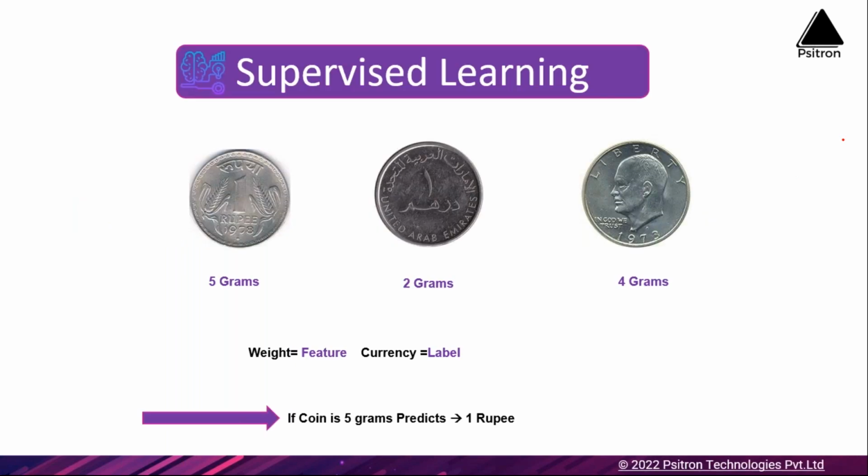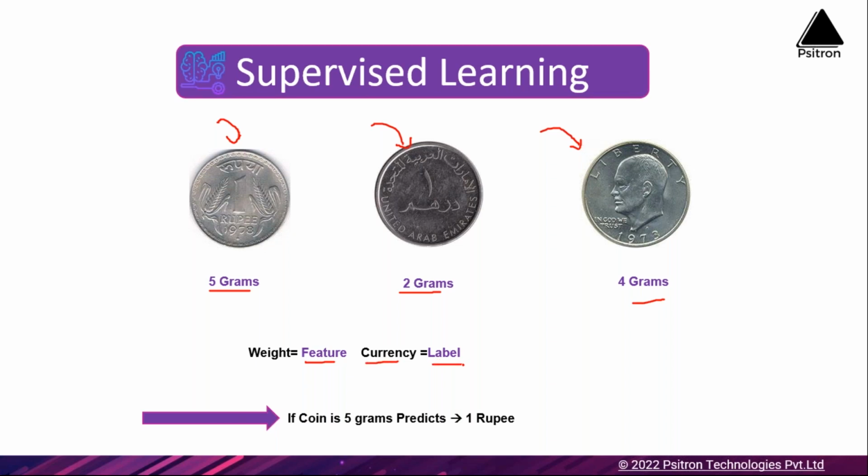So what exactly is supervised learning, right? Supervised learning is nothing but there are two things in the picture here. Let me go with this simple example, okay? Here I have three different country coins. Here I have an Indian rupee, here a UAE coin, and I have a Liberty coin. Each and every coin has a unique weight. The Indian rupee coin weighs, let's say, 5 grams, the UAE coin weighs 2 grams, and let's say the Liberty coin weighs 4 grams. Let's say here the weight of a coin would be called a feature, and the currency of a coin would be a label, right?